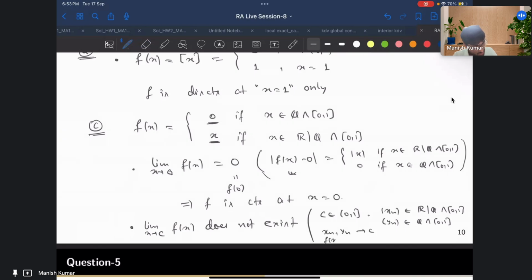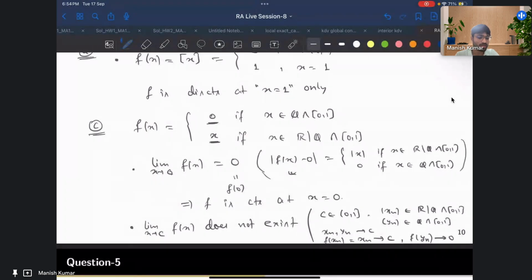Now f of xn is going to be what? It's irrational, so f of xn is nothing but xn, and this is going to C. But f of yn is 0, so this is a constant sequence, so it is going to 0. Now you know that C is not equal to 0, so this is a contradiction. So you got two sequences converging to the same point C, but their functional values are converging to two different points, and this proves that this function is not continuous.